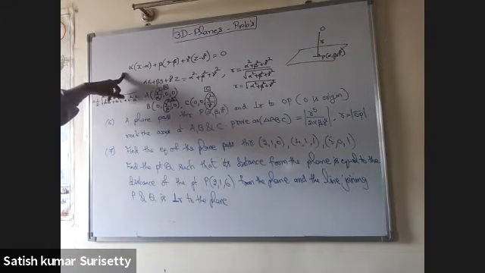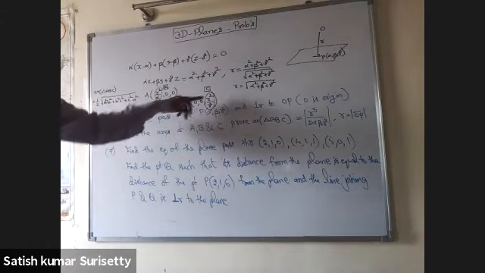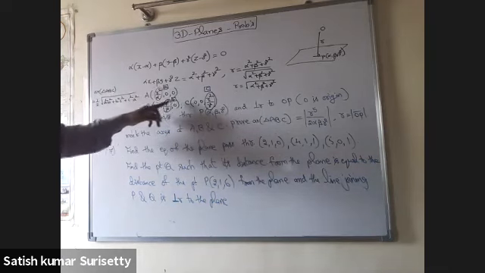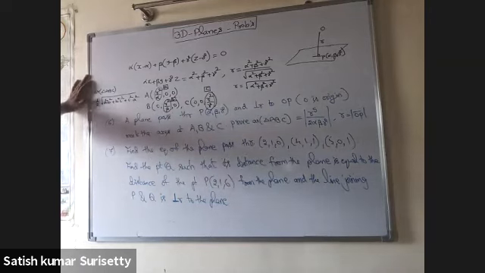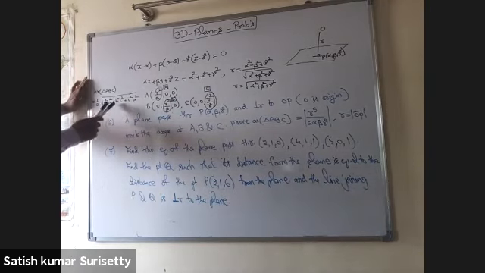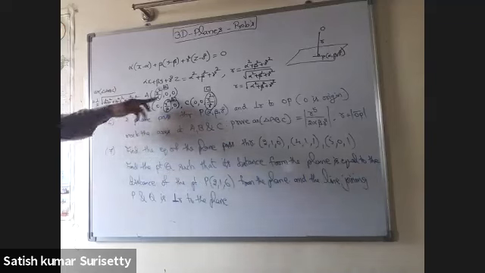Now write the intercepts. If I consider the intercepts A, B, C, A equals r square by alpha, B is r square by beta, C is r square by gamma. And the area of the triangle ABC is half of root of A square B square plus B square C square plus C square A square. Substitute A, B, C and simplify.